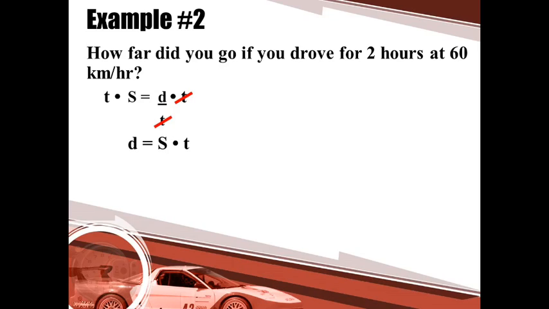Now I can plug in my numbers. Time is 2 hours. Speed is 60 kilometers per hour. 60 kilometers per hour times 2 hours. The hours will cancel out. That leaves me with 60 kilometers times 2, which is 120 kilometers. There is the formula, completely worked out, perfect, amazing awesomeness.